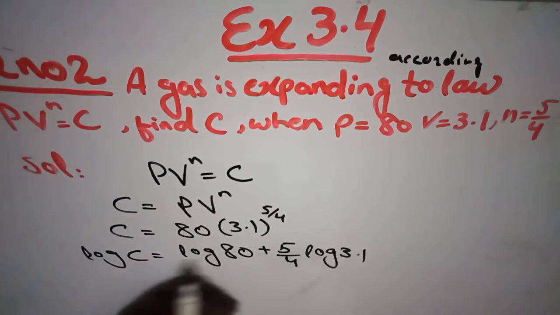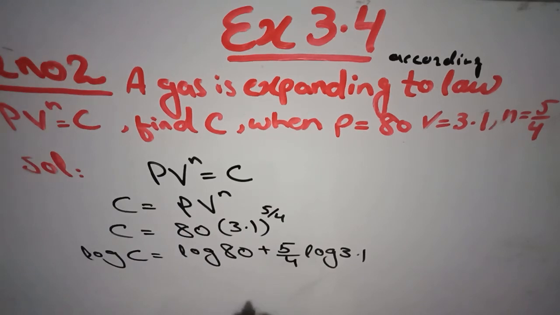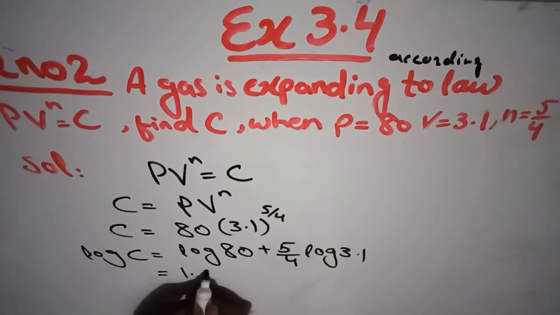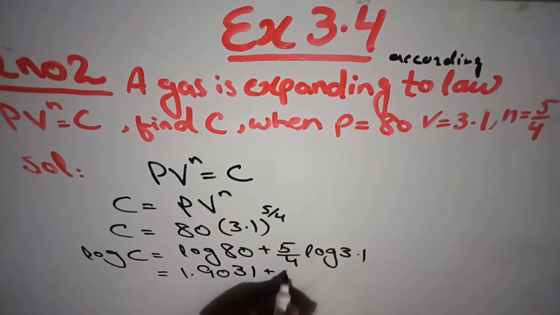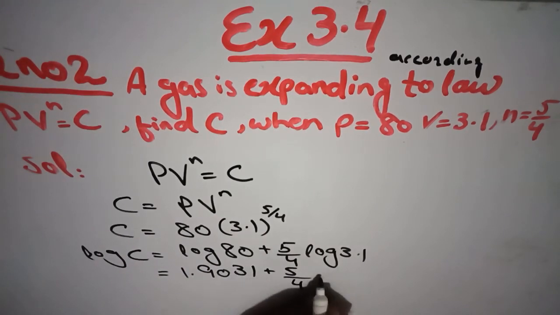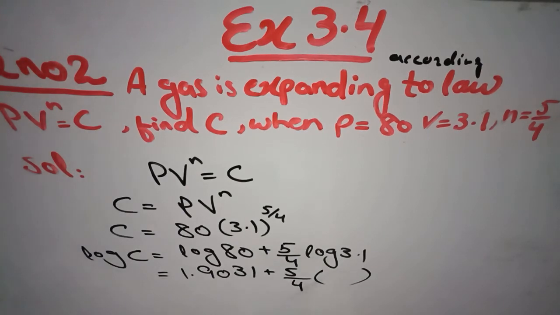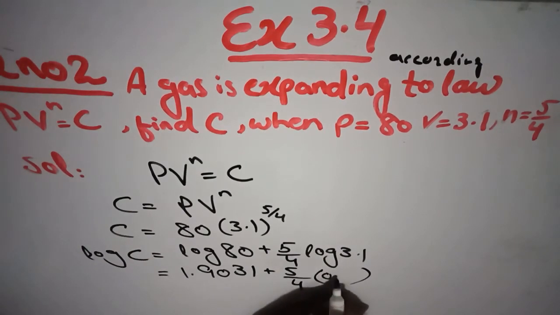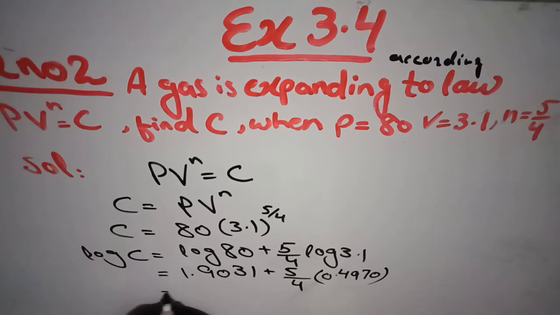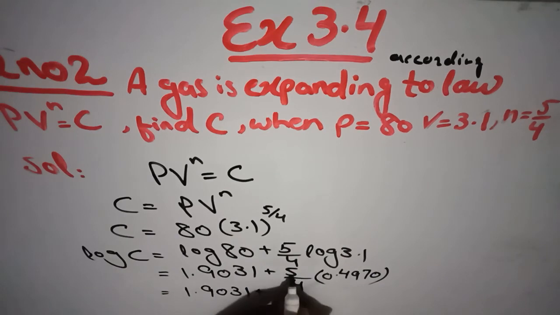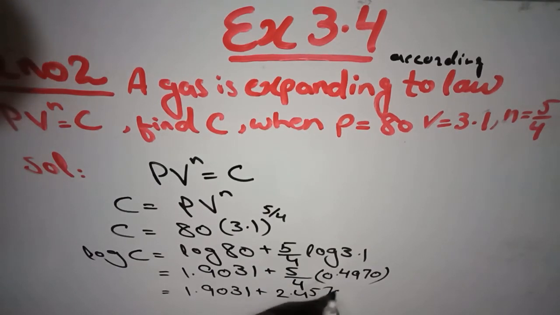So to take the values of this, the value of log 80 is 1.9031 plus 5/4 times, and the value of log 3.1 is 0.4970. Okay, now just solve it. 5 will be multiplied with this value and then it will be divided by 4. There will be written 2.4570 when 5 is multiplied with this value over 4.